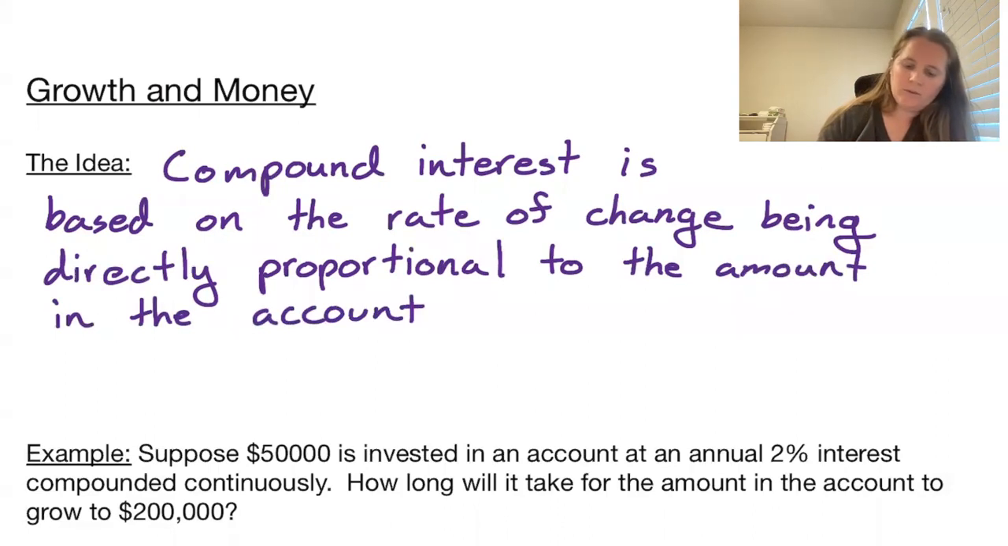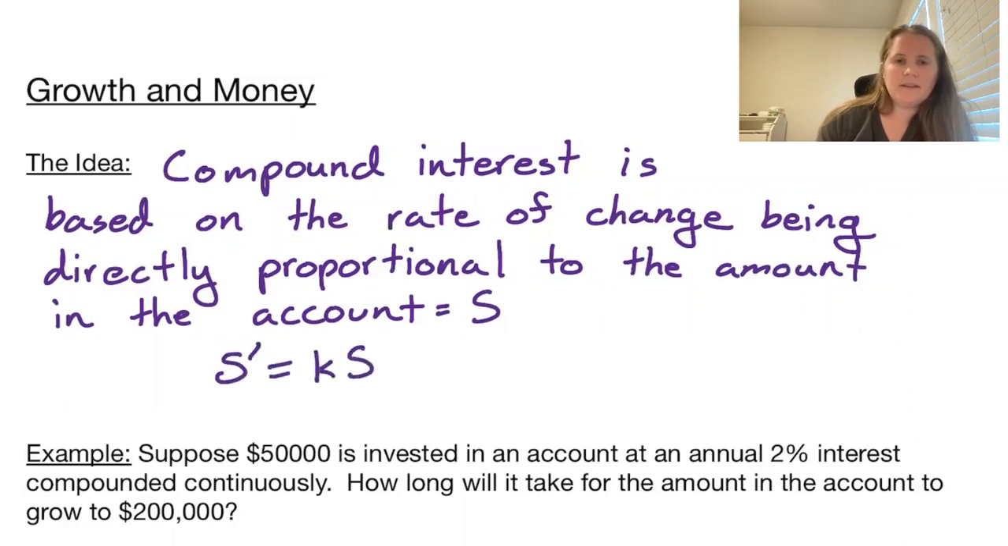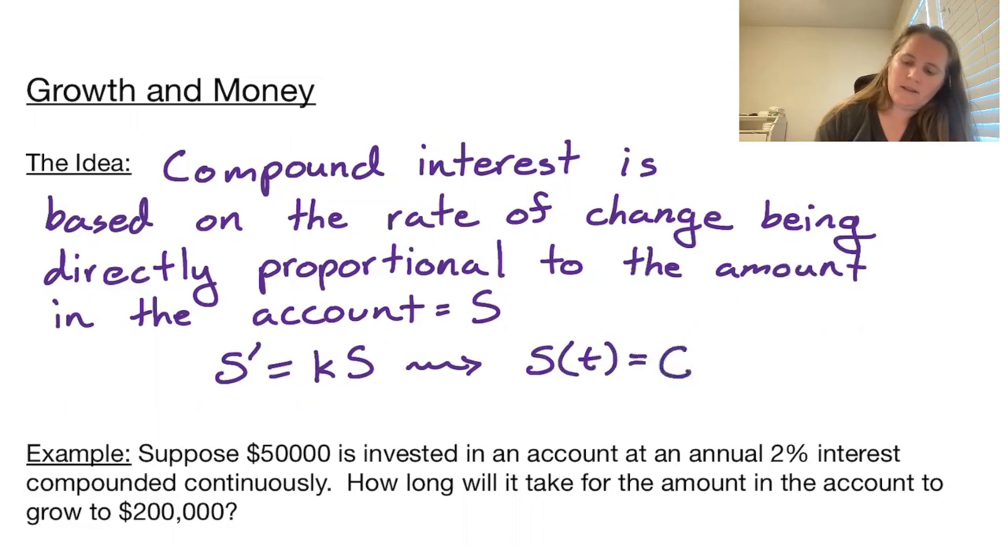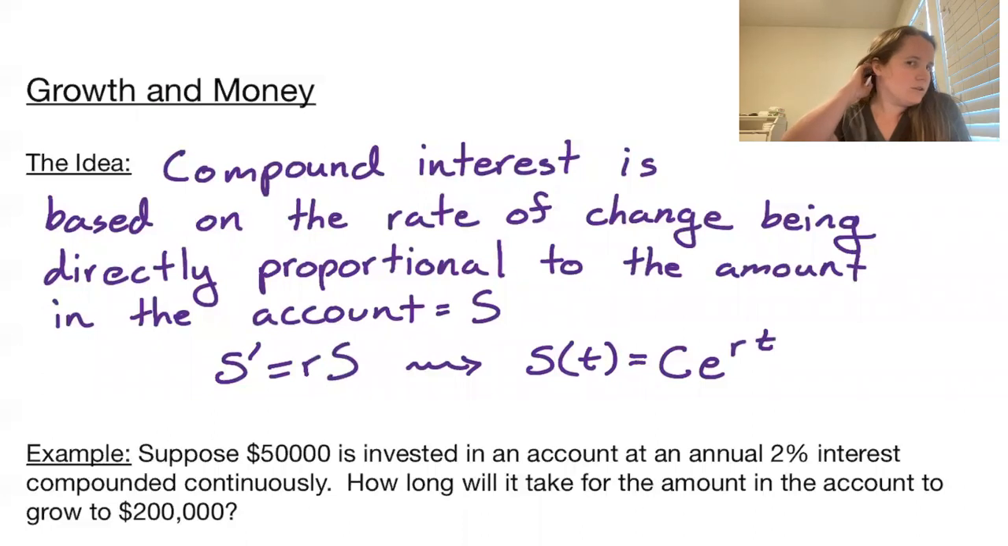So we have the amount of savings. We'll call that S. We have S prime is equal to K times S. And we therefore get our standard formula that S of T is equal to some constant C times e to the KT, where K is the interest rate. Let's actually do the interest rate. So we have R times S and then C e to the RT. So for compound interest, the constant of proportionality is the interest rate.